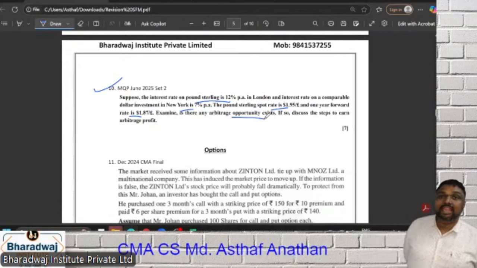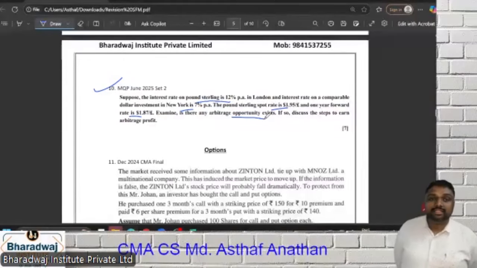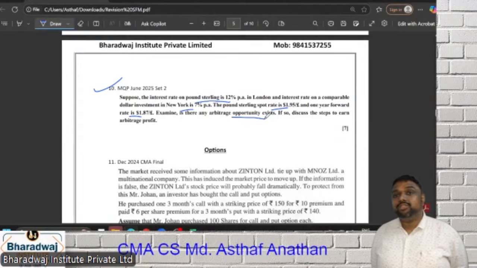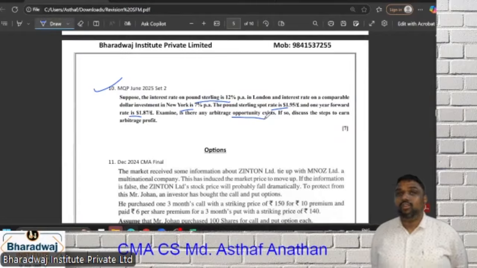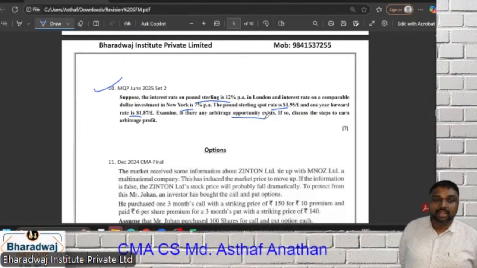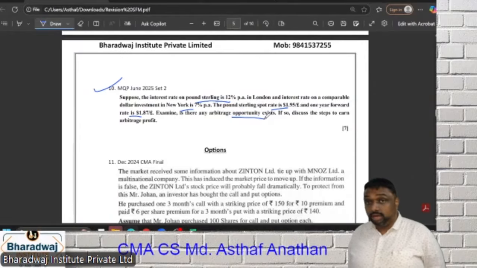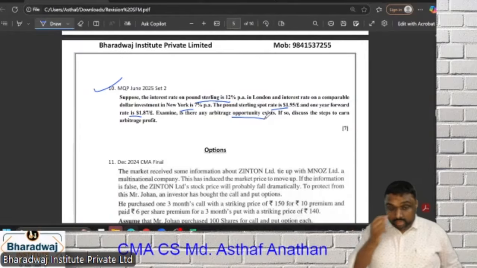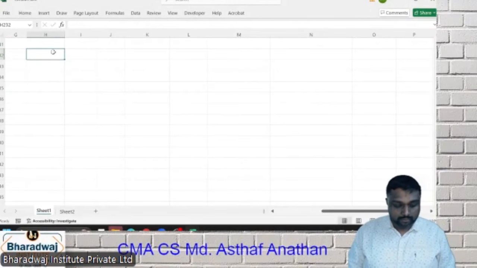What is case 1? Direct quote not equal to indirect quote. The next one is cross rate not equal to exchange rate. The third one is theoretical forward rate not equal to forward rate. Correct or not, friends? So this question is for theoretical rate not equal to forward rate. So we can just go for it, the last question.